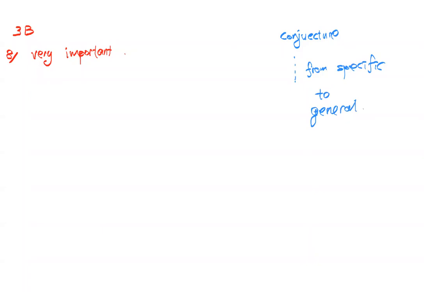I say very important, which means your SAT2 definitely has one question. You try to go and have a look at your SAT2 practice. Conjecture means from specific cases, you make a conclusion of the general statement. So now I'm going to do it for you for part A.